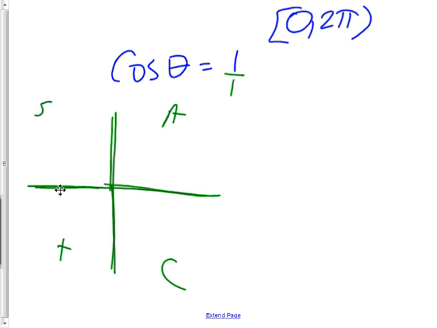So where is cosine 1? It's the same place where x is 1. And where is x equal to 1? Well, the x-axis is this guy, and x equals 1 is right there, and so it's that spot. Which should I say, 0 or 2 pi? 0, and 0 is the only answer, and it's it.